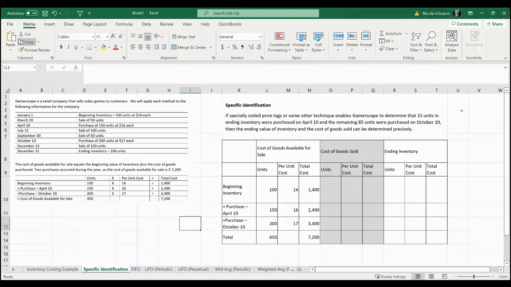You can see here that we have set up a table with some different settings. Up at the top, we have cost of goods available for sale, and this has all the information from over here on the left about Gamerscape, the number of units in beginning inventory and the purchases, leading to a total of 450 units available for sale and a total cost of 7,200.